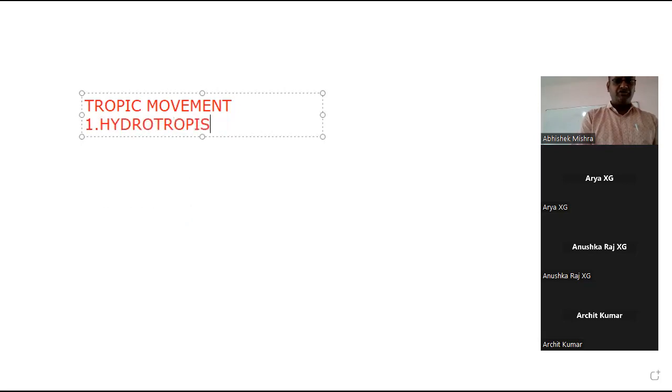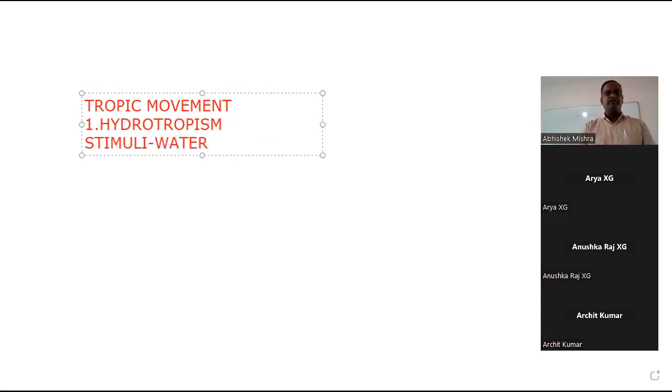The second type, number two, is now hydrotropism. Here, the stimulus is water. So it is a directional movement of the plant in response to water. That's why the term is hydro, water.